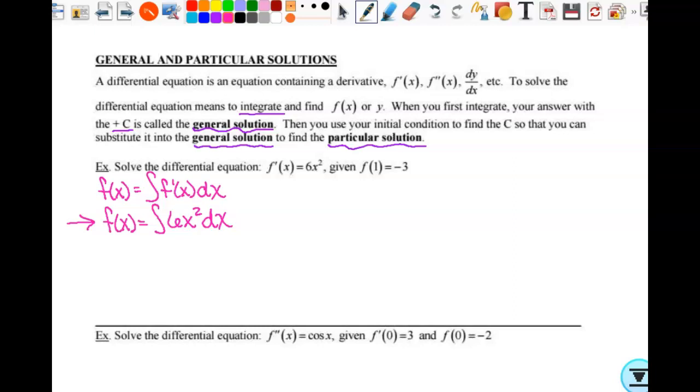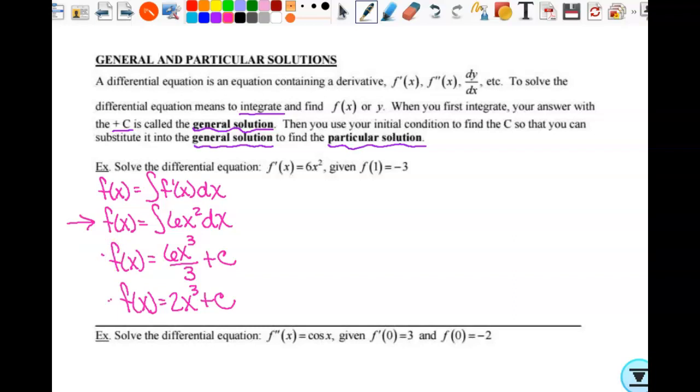Do we know how to integrate this? Yes. So f of x is equal to, and when I integrate this, this is going to be 6x to the what? 3 divided by 3 plus c, which means f of x is equal to 2x cubed plus c. Everybody good with that? And it's fine to jump here. If you know what's going to happen, you could write it as this and skip that part. It's fine either way. Are we all good with that?